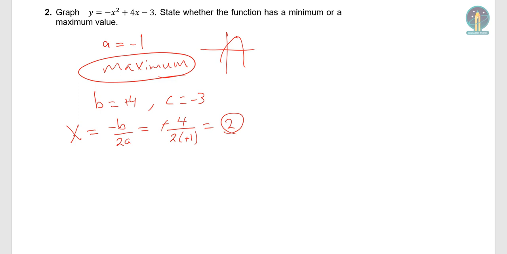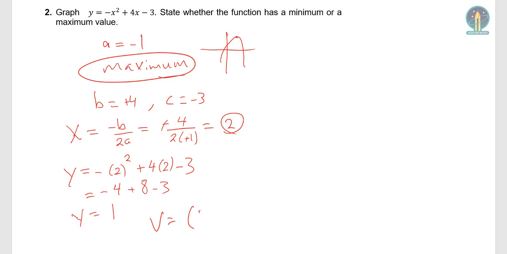Okay? If we take the 2 and plug it into the equation, so y equals minus 2 squared plus 4 times 2 minus 3, we get 2 squared is 4, so minus 4 plus 8 minus 3. So this gives us minus 4 plus 8 is plus 4, minus 3 is 1. So this gives us y of the vertex is equal to 1, right? So the vertex is at 2 and 1.